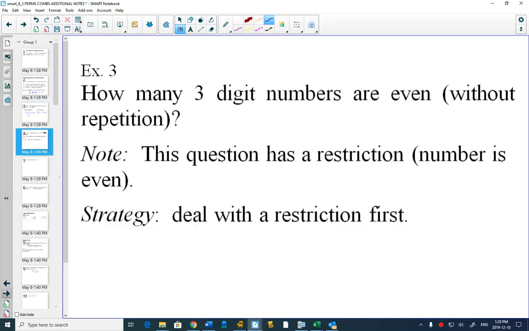Now in example 3, I want you to add this in because I want to connect it to that first question. We're only going to use the numbers 1 to 7. And this is something that's a little bit new. They've done this a bit in your textbook, but this question has a restriction. It says how many 3-digit numbers are even, we're not allowed to repeat. Now the strategy is to deal with the restriction first. So this is what the strategy looks like.